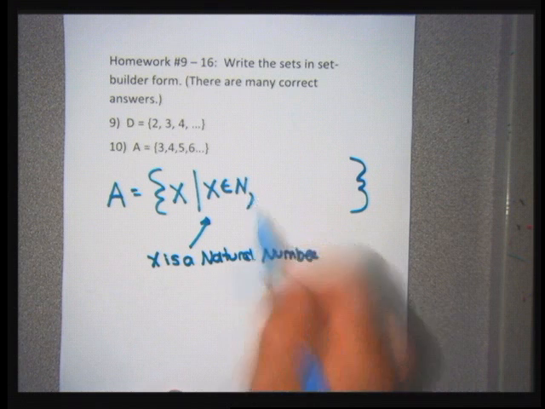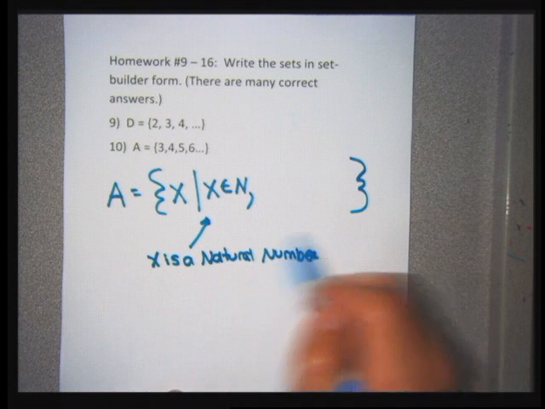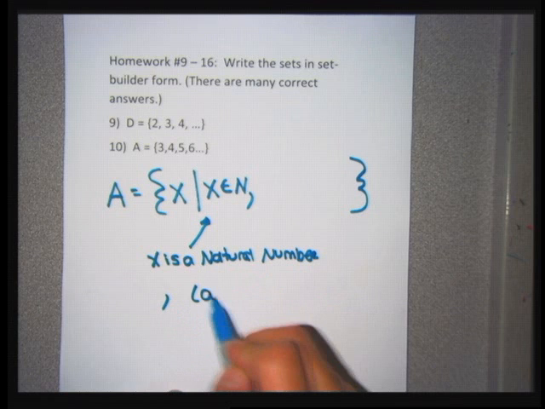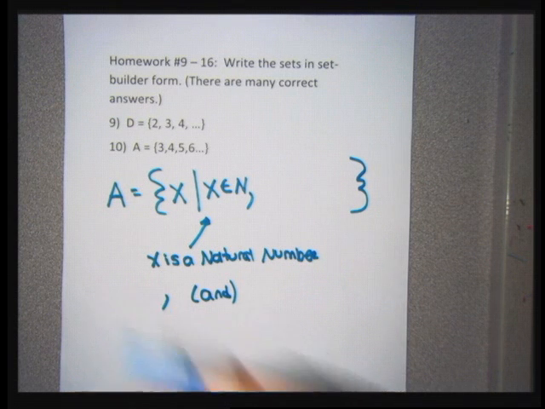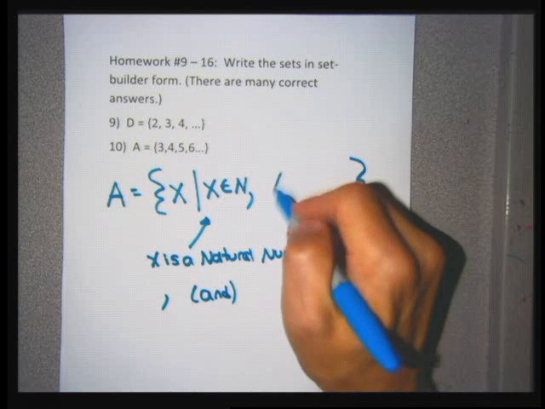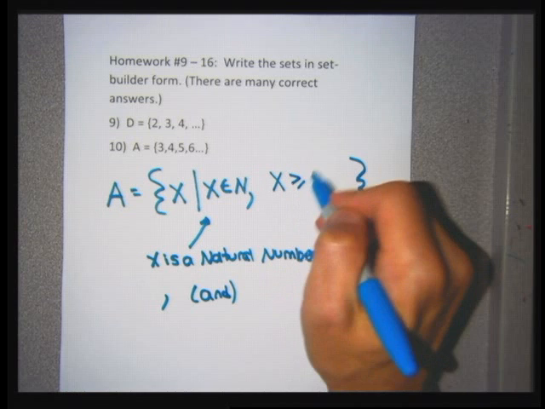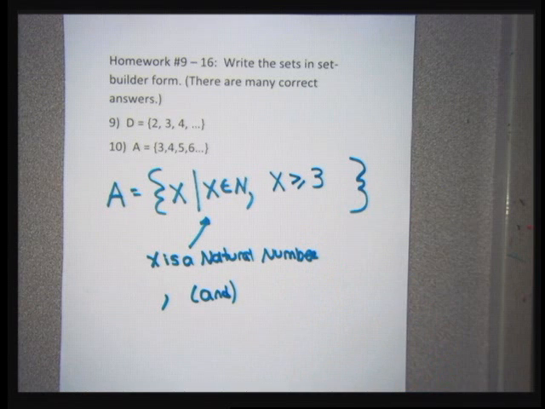And then I'm going to write a comma, but instead of the comma, I could write the word and, and we'll read those the same way. And then after that comma is the key. I need to write something so it's the natural numbers that are 3 or larger. And for me, I'm going to use a greater than symbol because those are numbers 3 and bigger. And if I did greater than or equal to 3, that would include the 3.